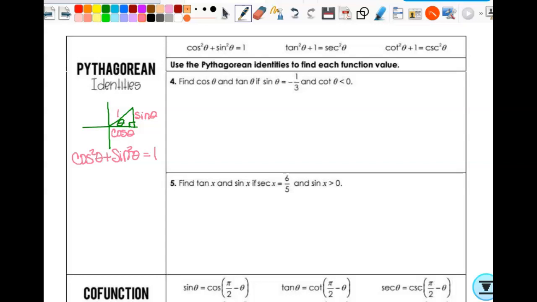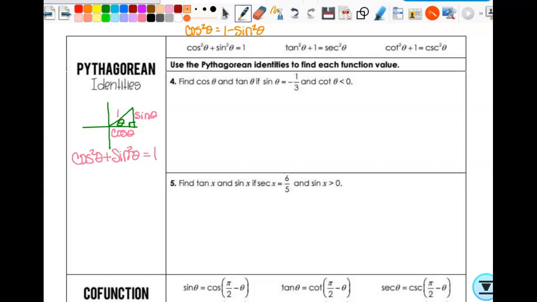If cosine squared plus sine squared equals 1, then every arrangement of that is true as well. I can say cosine squared theta equals 1 minus sine squared theta, just by subtracting sine squared from both sides. Here are your other two Pythagorean identities. I'm not going to show where they come from, because you're less likely to remember these, and you can use your sheet. But the sheet only shows this, not every other version.